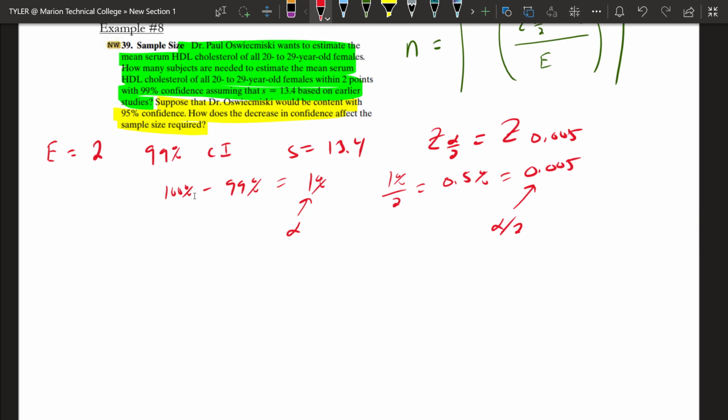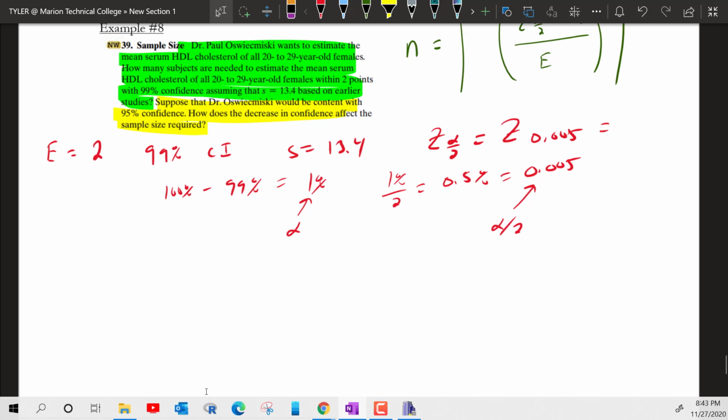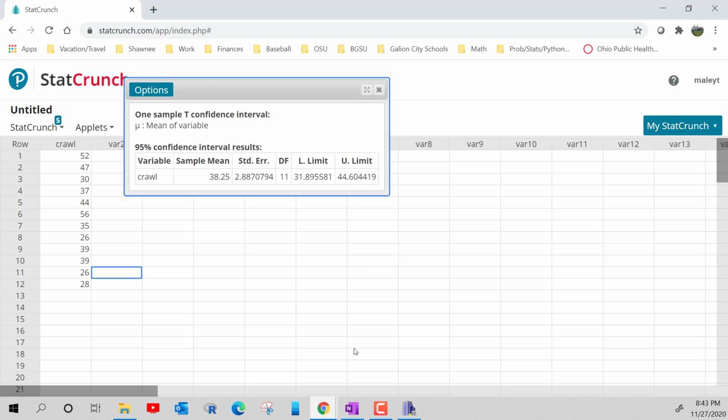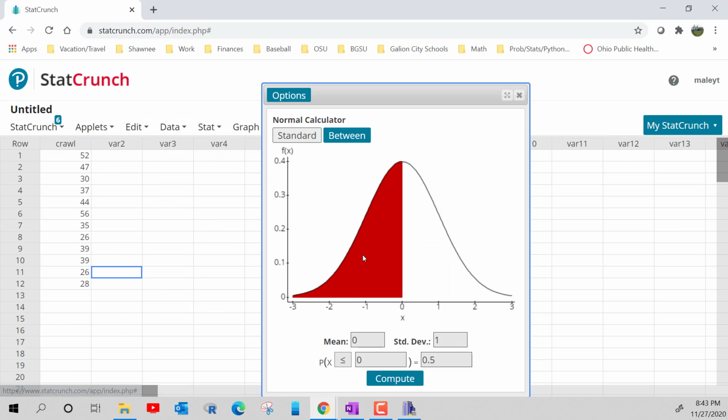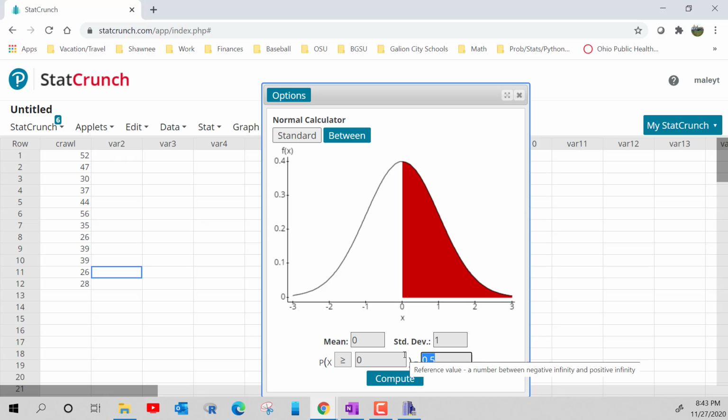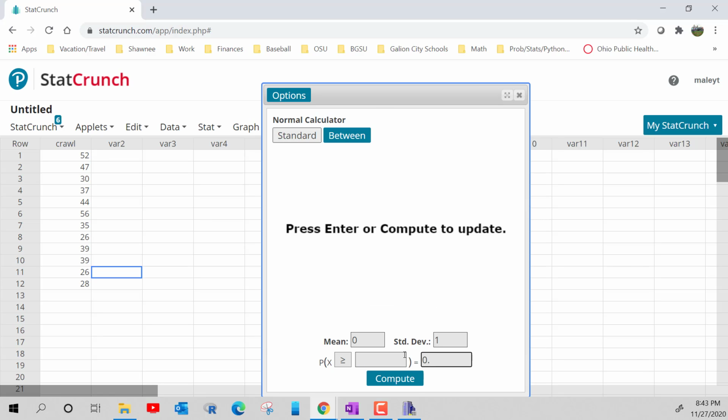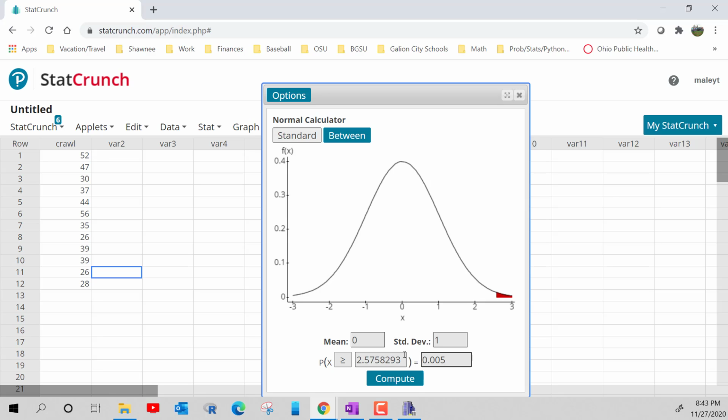Right, so you'd have to use the normal calculator. So you would go to stat calculators. We would want the normal calculator because we're using Z. So for mean and standard deviation, we're going to leave that as 0 and 1. We would want this to be greater than, and this area to be 0.005. Right, and we get that value, which is about 2.576.